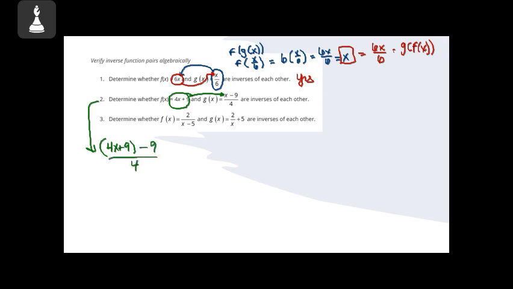Now, I don't need the parentheses there. Positive 9 minus 9 is going to give me 0. So 4x plus 9 minus 9, that's gone, all over 4. And 4 divided by 4 is 1x. So yes, this one works.